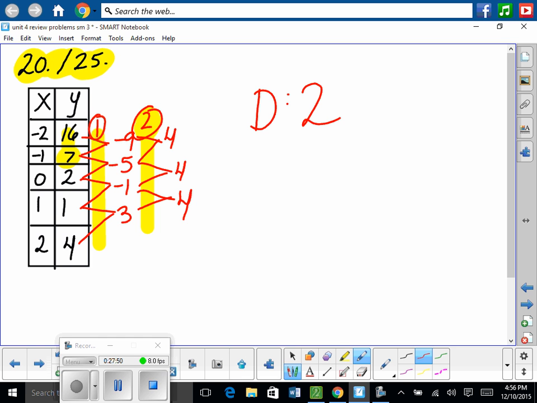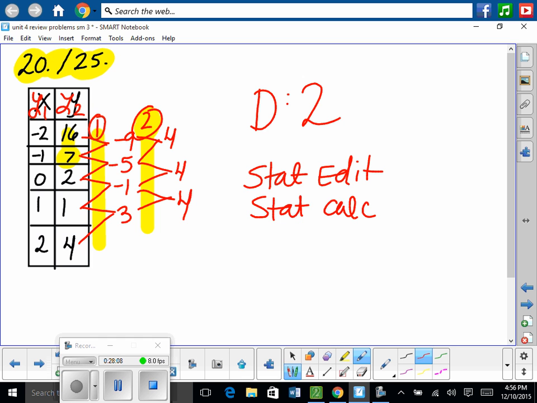So it's quadratic. Then you'll do the same thing you just did with your points. You'll hit the stat key, so stat edit, and type your x values into list 1. This is what your list 1 should be, and this is what your list 2 should be. Then you'll do stat calculate, and since it was degree 2, quadratic regression. If you do that, you will get the answer 2x squared minus 3x plus 2. That would be our final answer.